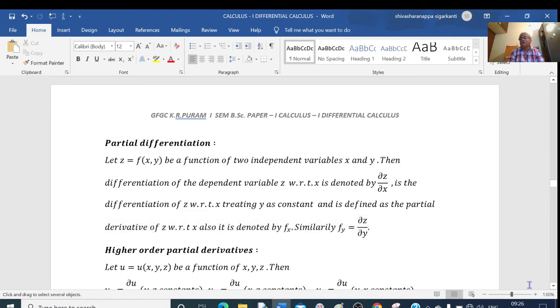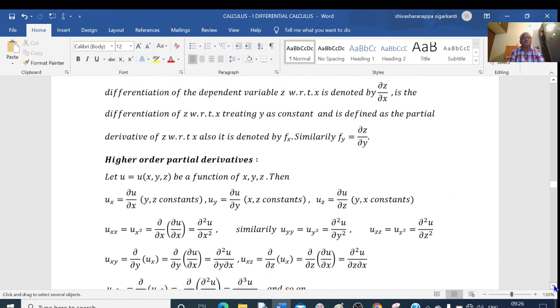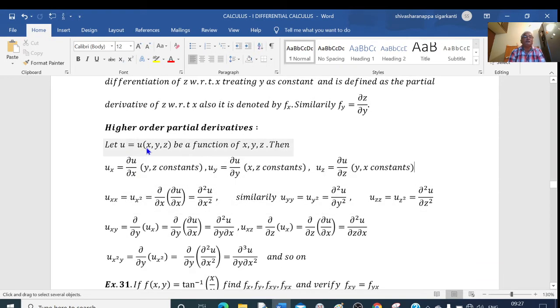Okay, and if you go to the higher order derivatives, suppose we have the function u equal to a function of x, y, z. Here x, y, z are independent variables and u is the dependent variable. Then we can differentiate u with respect to x, with respect to y, with respect to z, and so on. So here ux means the differentiation of u with respect to x partially, that is derivative of u with respect to x, treating y and z as constant quantities. Similarly, uy is the differentiation of u with respect to y, treating x and z as constant quantities.